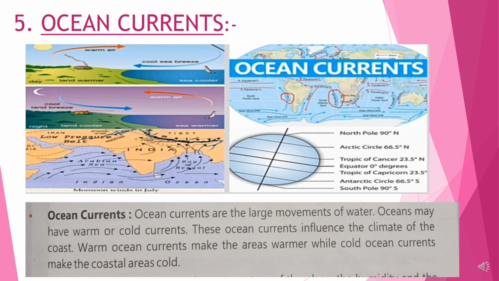Next is ocean currents. What are ocean currents? Ocean currents are the large movement of water, meaning movement in the ocean water. There are two types of ocean currents, warm ocean currents and cold ocean currents. The ocean currents that start moving from tropical regions, near the equator, are the warm ocean currents. And the ocean currents that start moving from the poles are called cold ocean currents. These currents carry warm water from tropical regions towards the poles and also bring cold water back towards the tropical regions. And these ocean currents influence the climate of the coast.